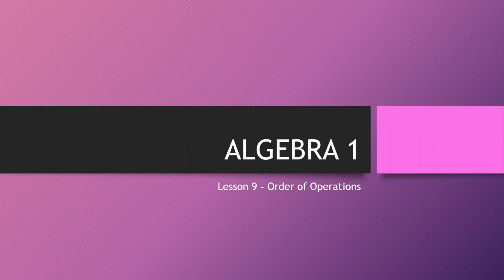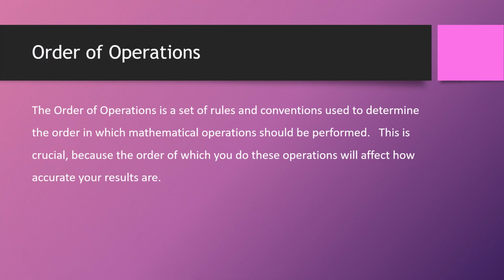Algebra 1, Lesson 9, Order of Operations. The order of operations is a set of rules and conventions used to determine the order in which mathematical operations should be performed. This is crucial because the order in which you do these operations will affect how accurate your results are.